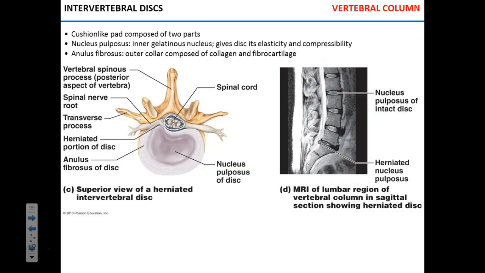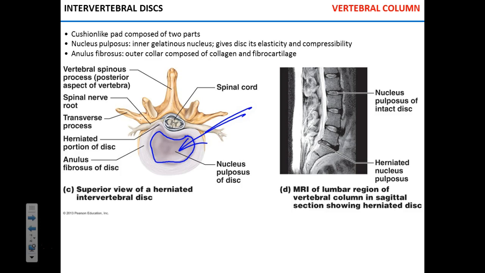So, discs between the vertebrae, composed of two parts. The inner part, which is soft and gel cushion-like, called nucleus pulposus, allows disc to be compressed, elastically compressed. When you lift something heavy, this gel cushion, nucleus pulposus, provides the necessary flexibility.